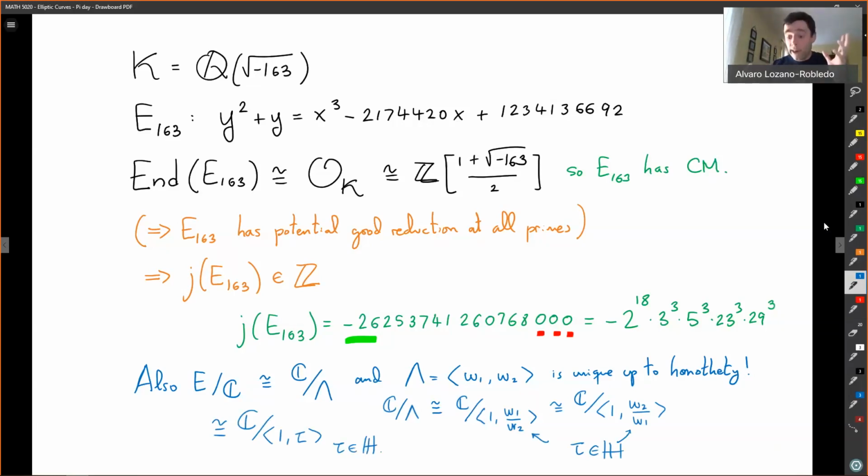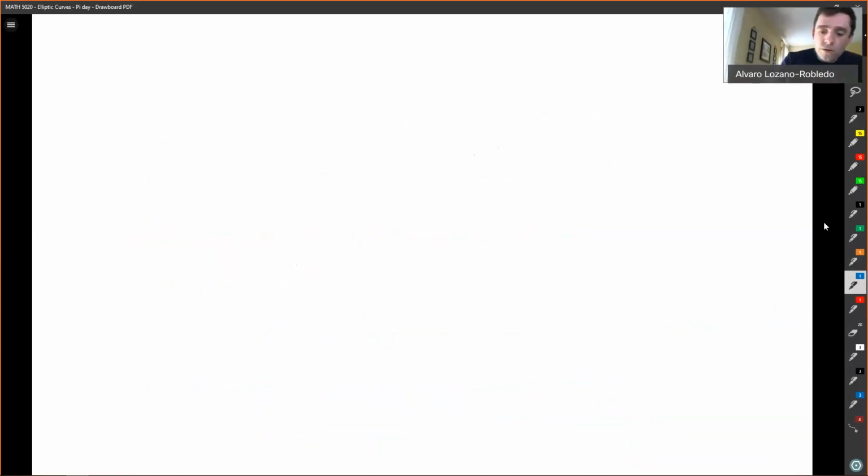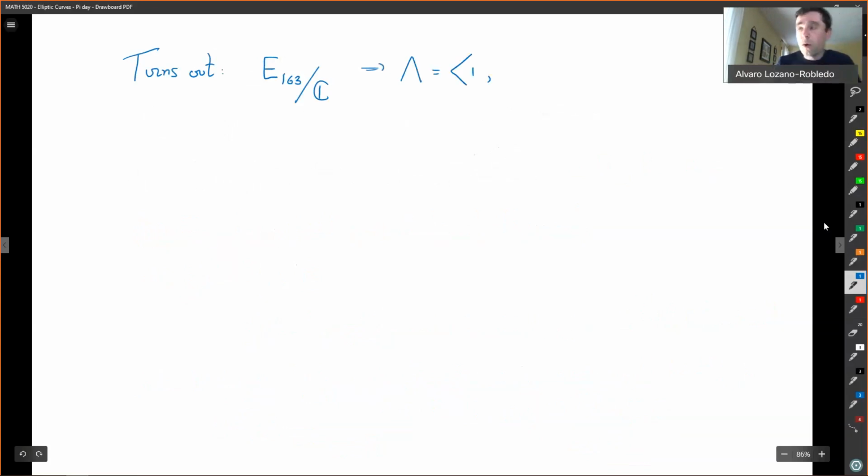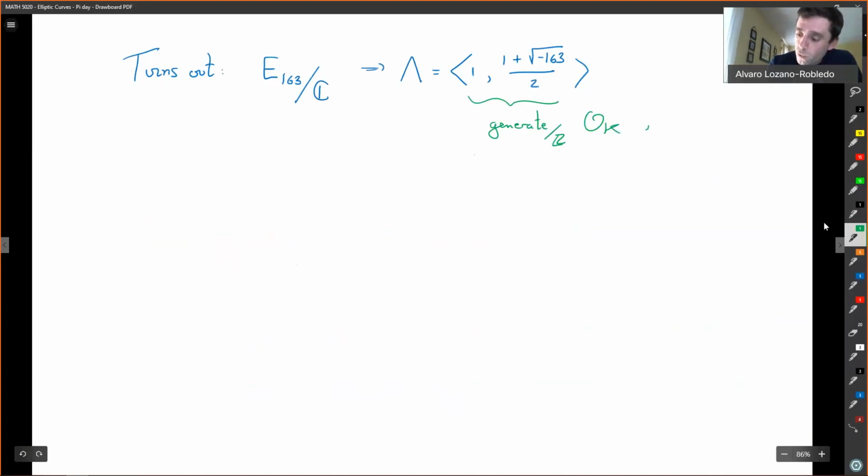Great. So in our case, actually, I know exactly what that is. It turns out that for E163, the lattice over the complex numbers is 1 comma tau, where tau is (1 plus the square root of minus 163) over 2. Okay, remember that those are the generators of the ring of integers of K. Remember that these generate over Z the ring O_K, with K being Q adjoin the square root of minus 163. Great, so I have the lattice.